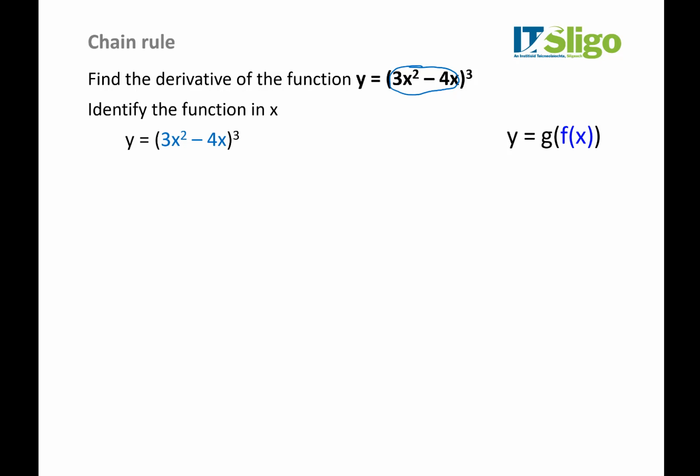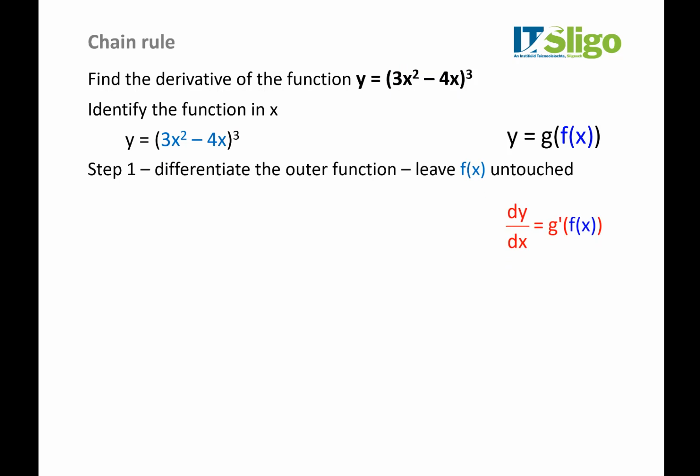Now we've identified it as a composite function. So now step 1 is to differentiate the cubed. And remember, anytime we have a power, we bring down the power and we reduce the whole power by 1. So that's step 1 done. But the key then is to leave f(x) alone. So differentiate the outer function, like I said, the power. So the power comes down and we add -1 to the old power. But notice how f(x) is still untouched.